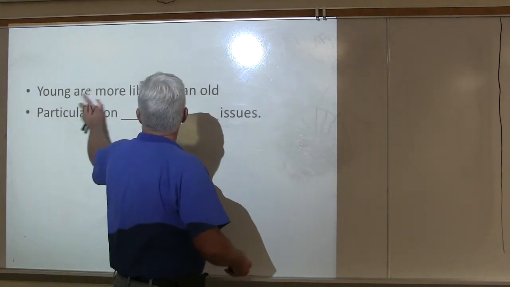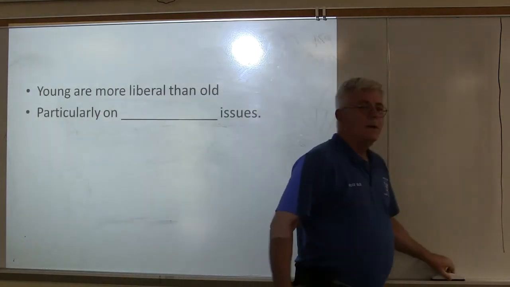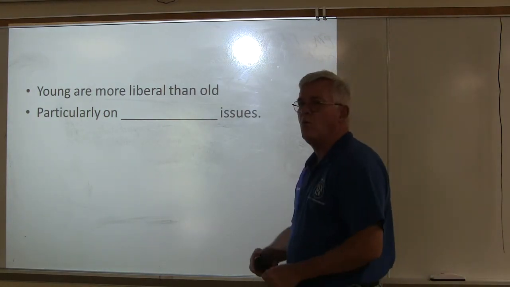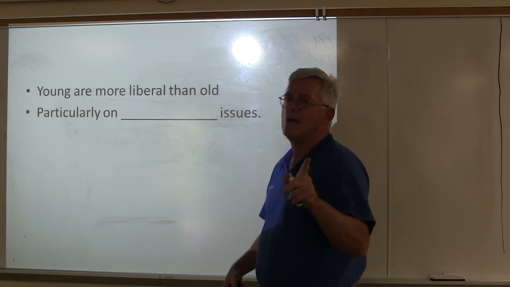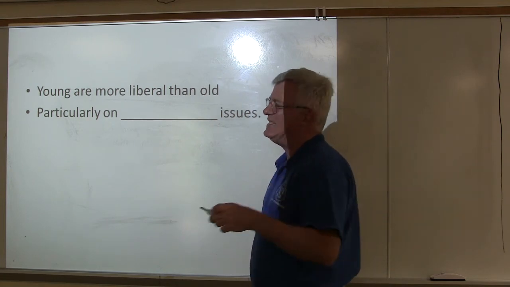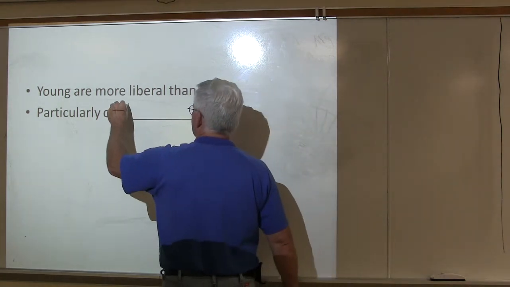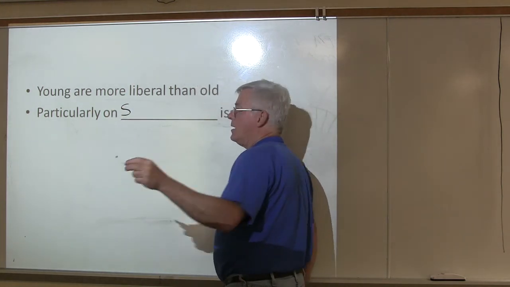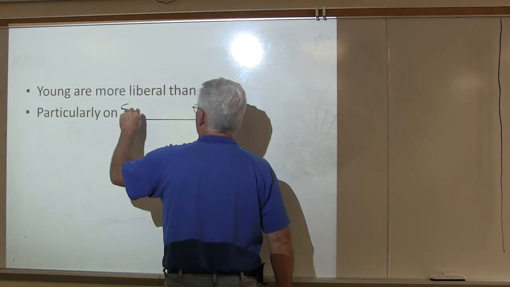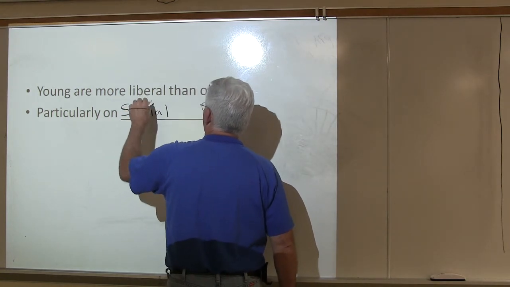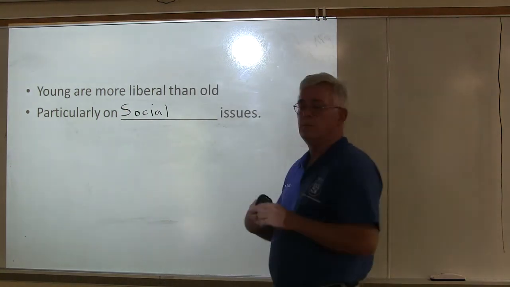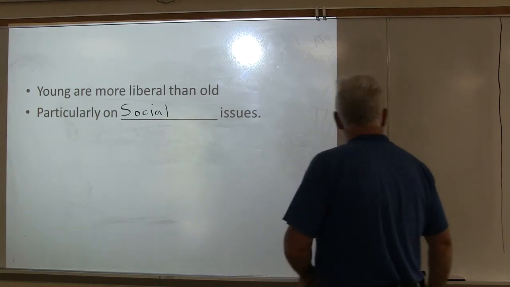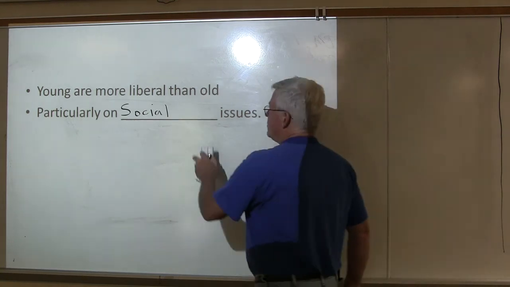Okay. So, young people tend to be more liberal than old people, particularly on what kind of issues? Starting with an S. What's the word? Starts with an S. Are you writing it down? Pause if you're thinking of it. You got it? Particularly on social issues, like what? Abortion, gay marriage, birth control, transgender issues.